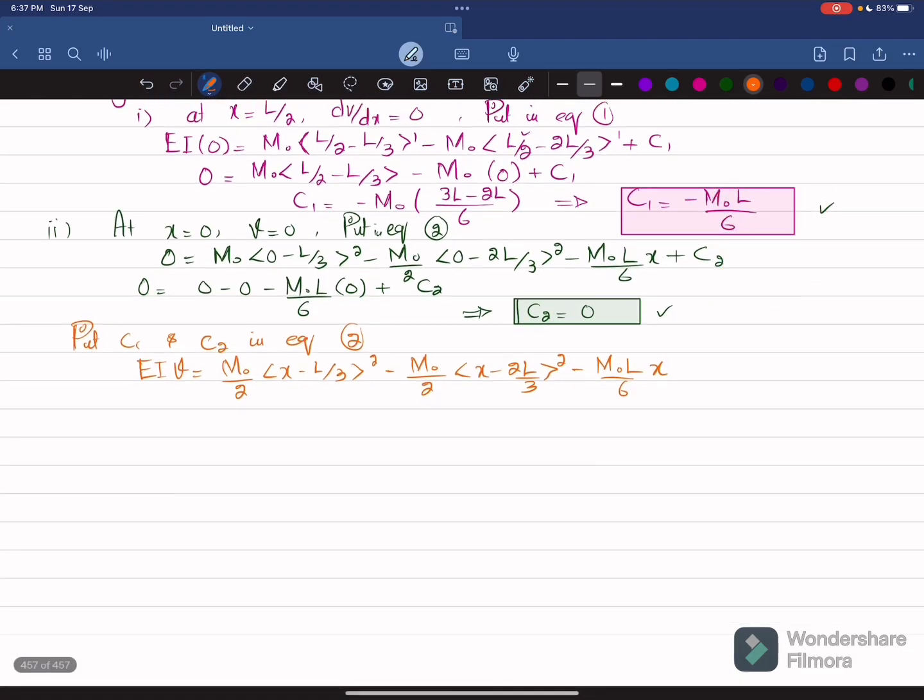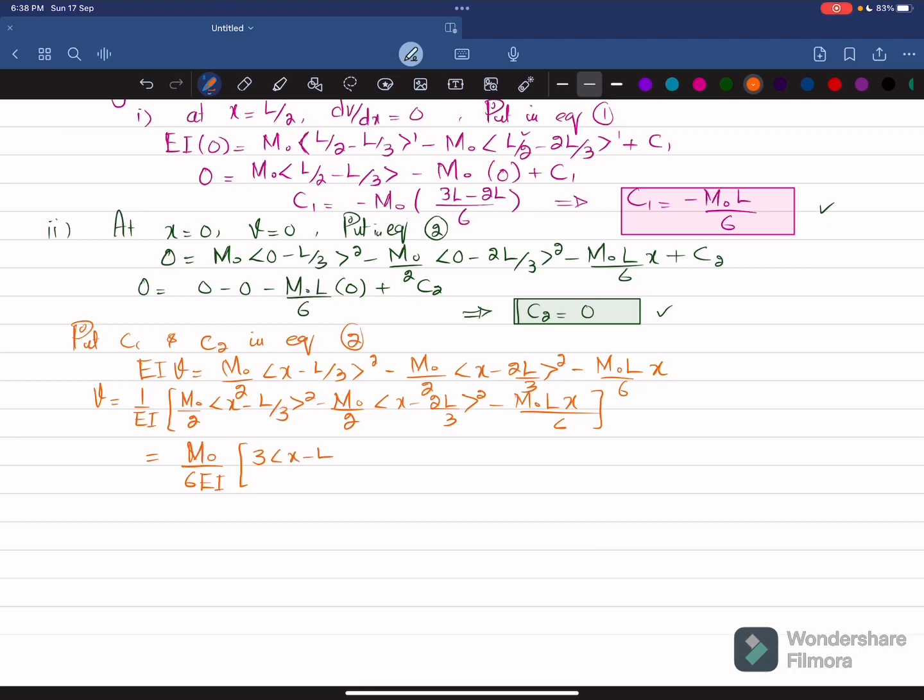So divide EI on both sides. What we will get is V is equal to 1 over EI into the same thing, which is m naught by 2 into x minus L by 3 whole square minus m naught by 2 into x minus 2L by 3 whole square minus m naught L x by 6. Now if you take m naught over 6 common, and EI is also there, you will get 3 into x minus L by 3 whole square minus 3 into x minus 2L over 3 whole square minus L into x.